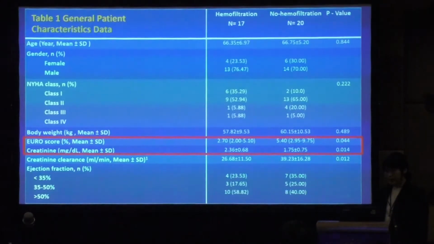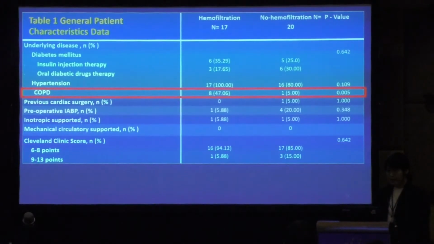Let's go to the results. Table 1 shows the general patient characteristic data. There was a significant difference between groups in EuroSCORE 2 and serum creatinine, significant by chance. Also, this slide shows underlying disease; COPD is significant by chance too.